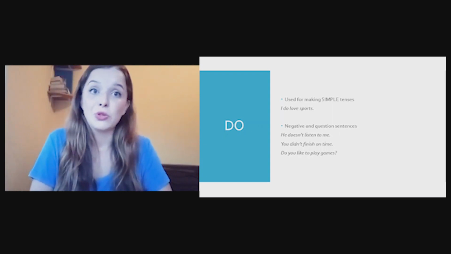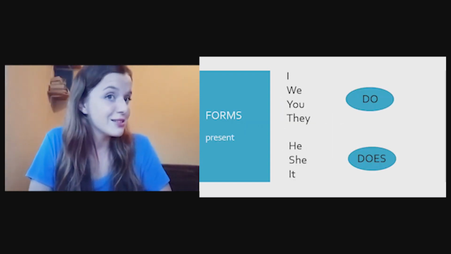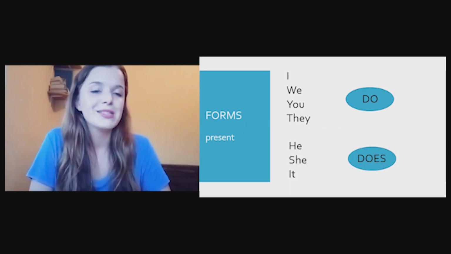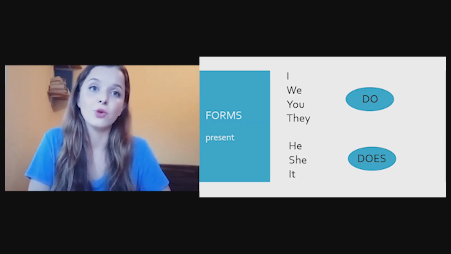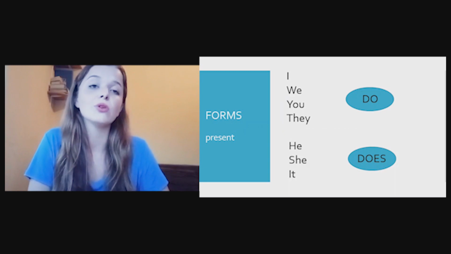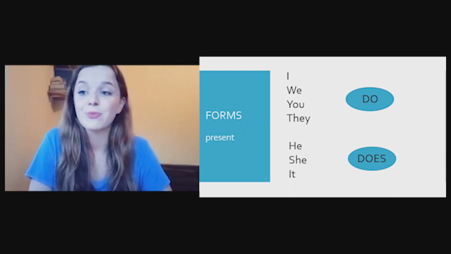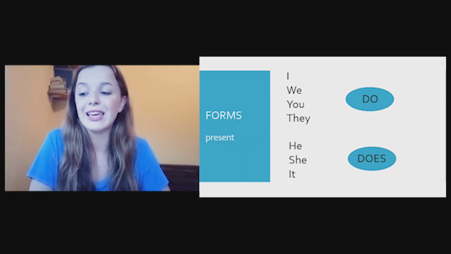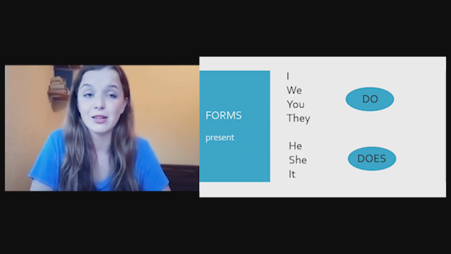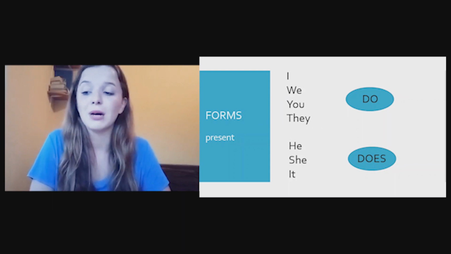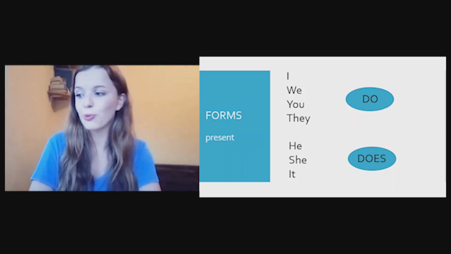When do we use do and when do we use does? Do and does are the forms in the present tense of the auxiliary verb to do, and we use it like this. I do, we do, you do, and they do, but we say he does, she does, or it does. So I do like my job, but he doesn't like his job.